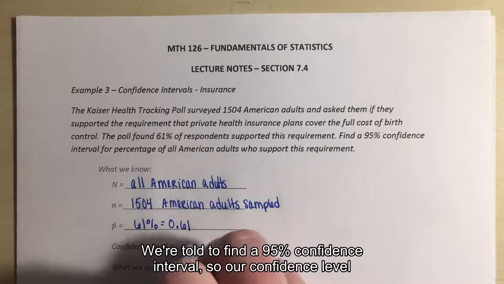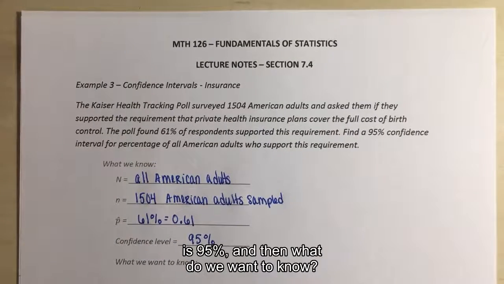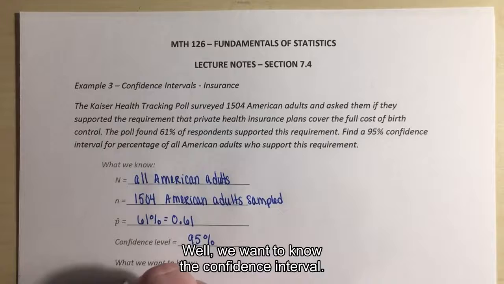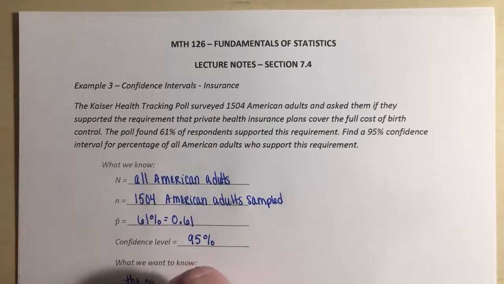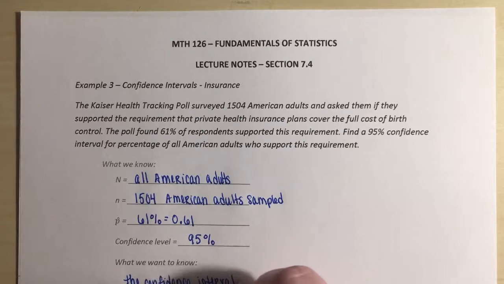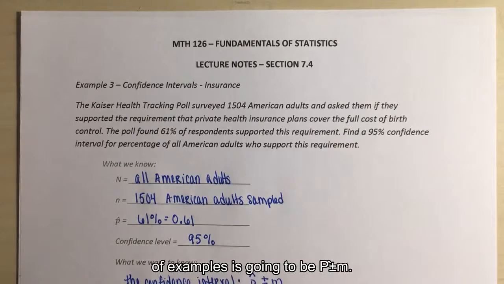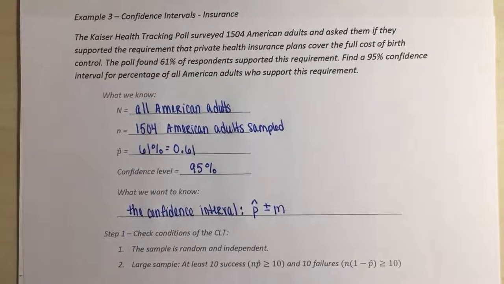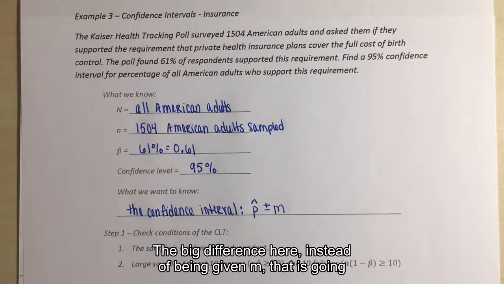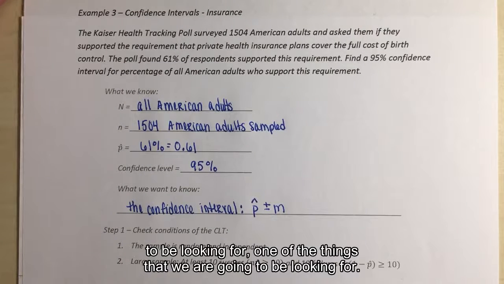Okay. We're told to find a 95% confidence interval. So our confidence level is 95%. And then what do we want to know? Well, we want to know the confidence interval. Right, and our confidence interval, just as we saw in our first couple of examples, is going to be p hat plus or minus m. The big difference here, instead of being given m, is that it is going to be one of the things that we are going to be looking for.